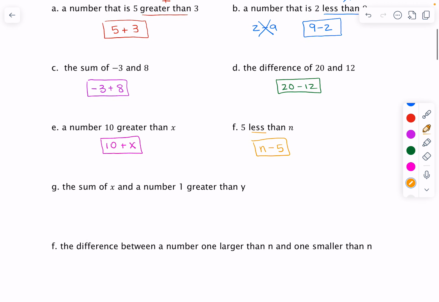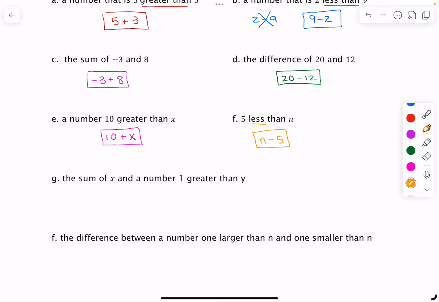Okay. And now G. G and F get a little bit more complicated because we just have more words. And more words tend to be a little bit more overwhelming, but if we underline or circle our key words, that can really help us out. So the sum of means addition. So we're saying the sum of x and a number 1 greater than y. So that's saying we've got x plus 1 plus y. Because the sum of x and a number 1, so there's x plus 1, and then greater than y is also addition, so we're adding y as well. So this is all adding 3 of them together, x plus 1 plus y.